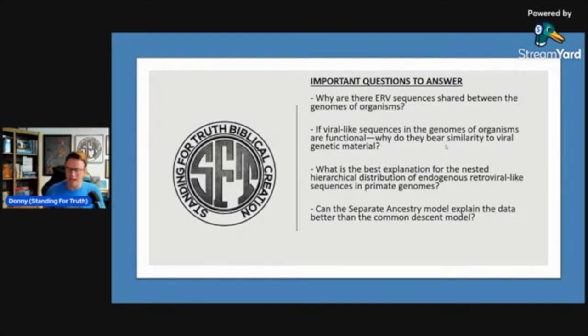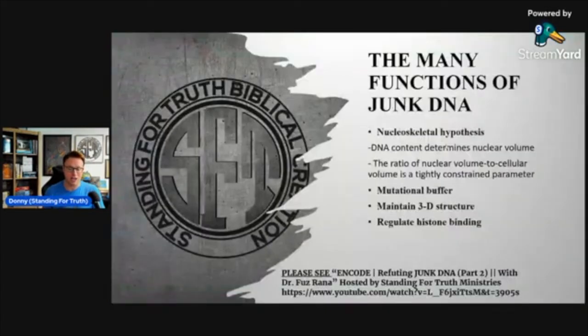So the next question will be, can the separate ancestry model explain the data better than the common descent model? And the answer is yes. The answer is yes. And we're going to start with the overturning of junk DNA. Because remember, the evolutionary community has always had to assume that the vast majority of our genome is based on genomic fossils, evolutionary leftovers, and junk DNA.